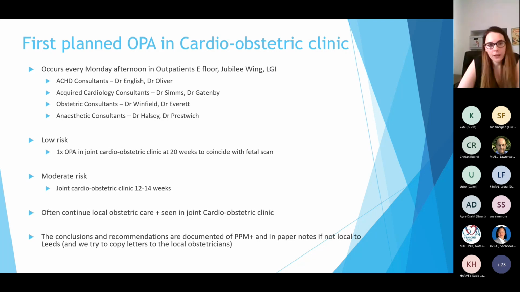Those that are low risk, we see once at their 20-week gestation, which we aim to coincide with the day of their fetal scan. But those at a moderate risk, we do like to see a bit sooner, usually at 12 to 14 weeks. In general, these patients often continue local obstetric care, as well as being seen in the joint cardio-obstetric clinic. The outcomes of all their clinics are documented on their clinic letters, which are on EPRO and also PPM.